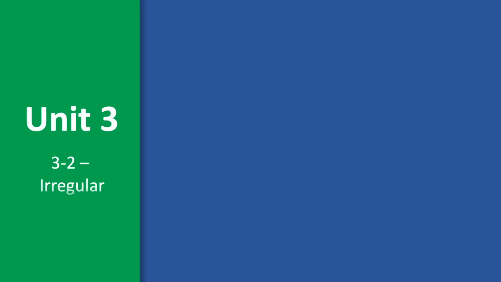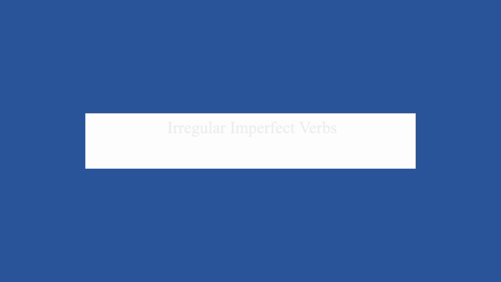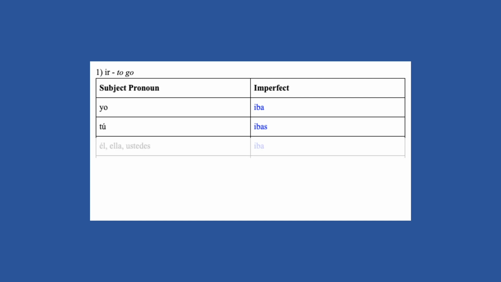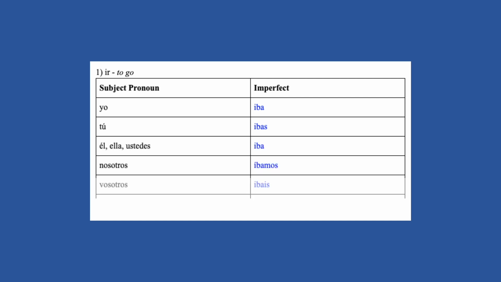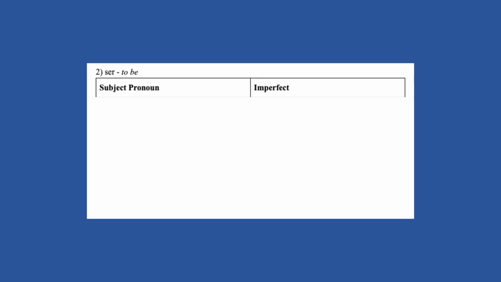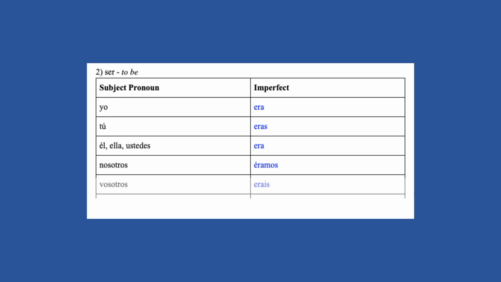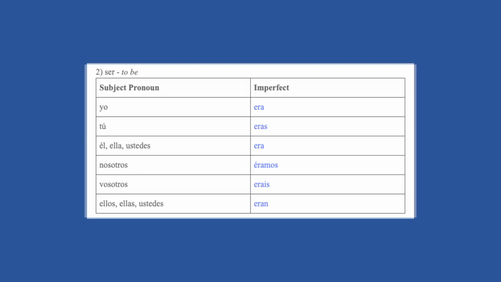The irregular conjugations under the imperfect. Luckily, there are only 3 main verbs with irregular imperfect conjugations. The imperfect conjugations for ir: iba, ibas, iba, íbamos, ibais, iban. Ser: era, eras, era, éramos, erais, eran.